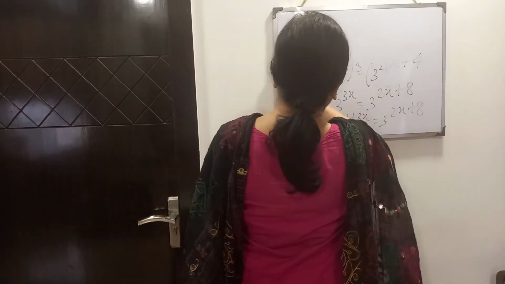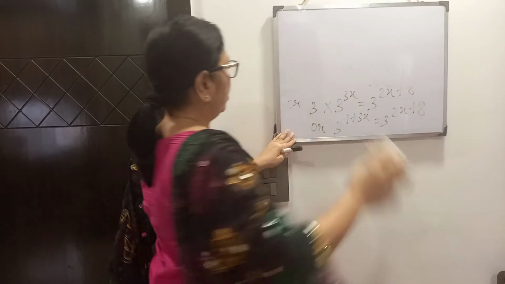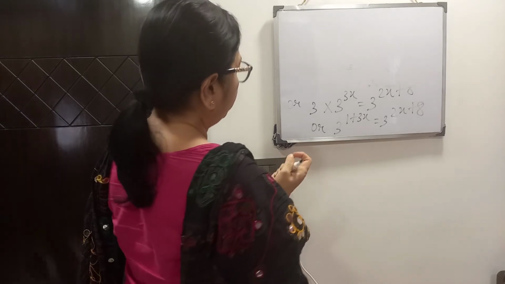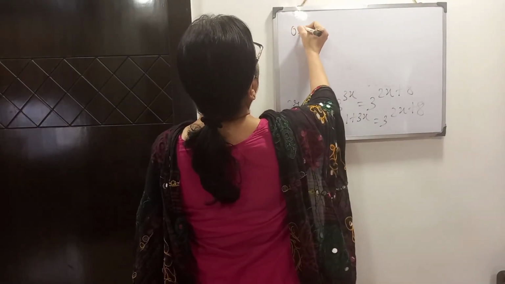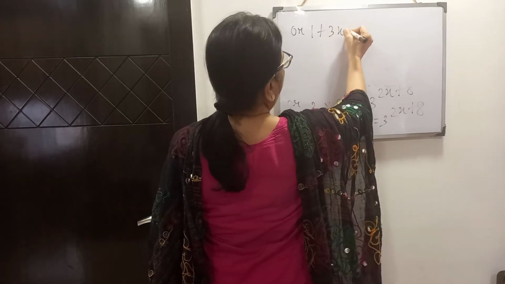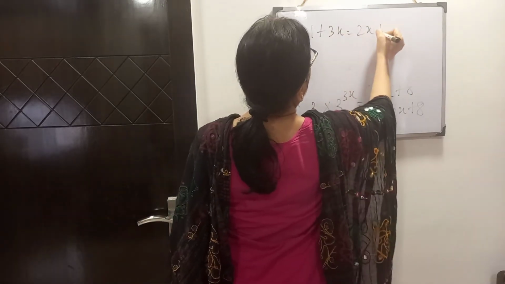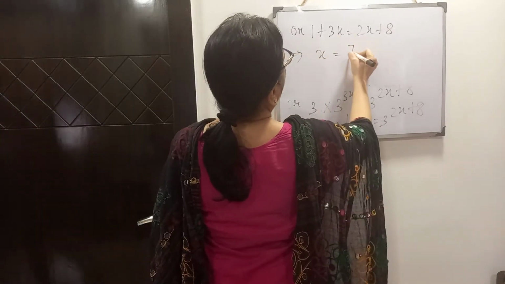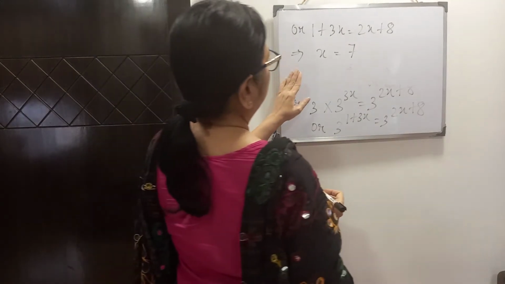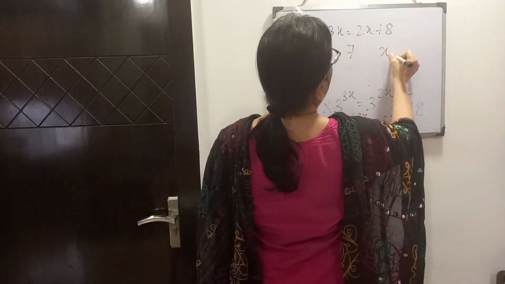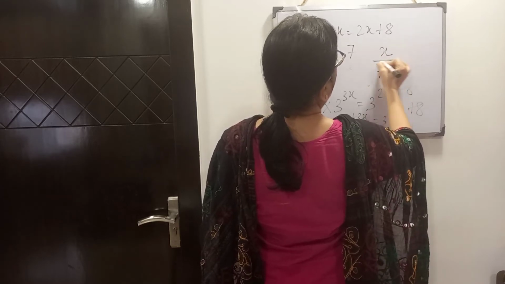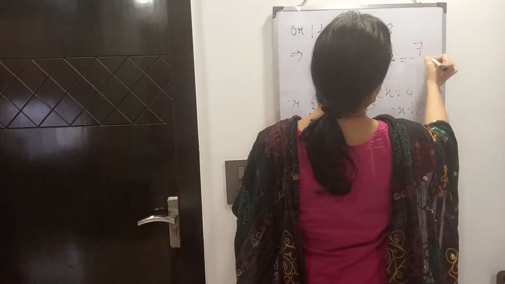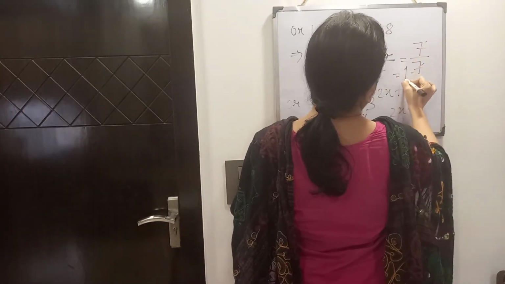So base same from both sides. Base is 3, so we can equate the power. Therefore we can write 1 plus 3x equals 2x plus 8. From this relation, 3x minus 2x, x, 8 minus 1, 7. Now don't end here. Clear? Your problem is that calculate the value of this. Always you read the question properly, what is given. Clear? Now x, now put this value here. So your answer is coming 1.